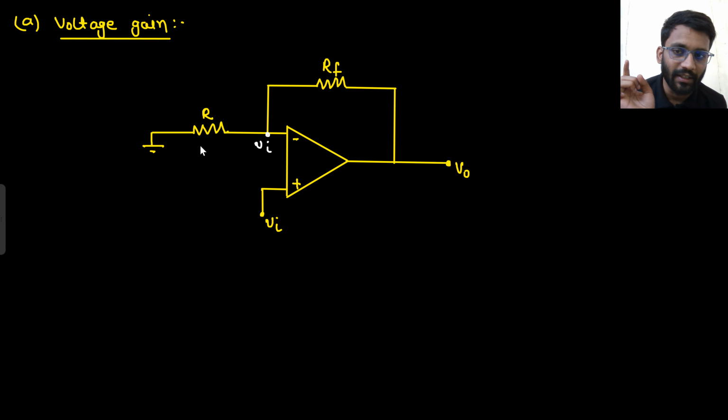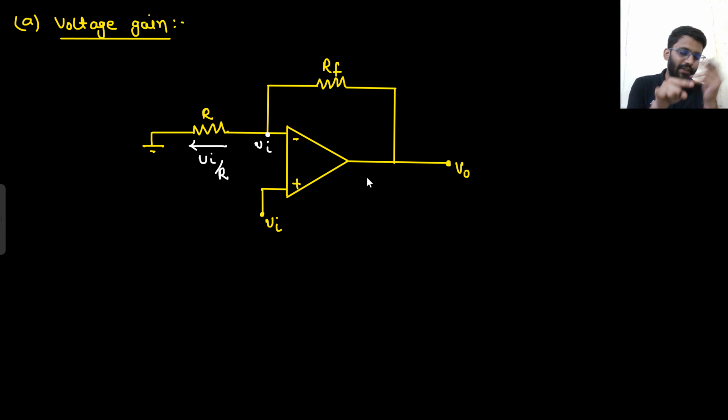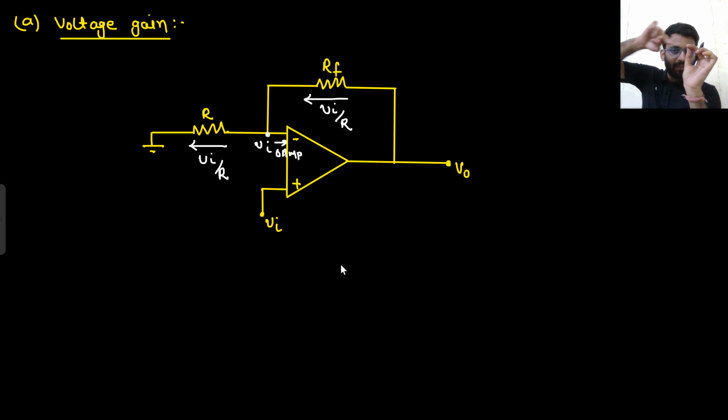If this potential is V in, tell me how much current is flowing here? V in by R. Say yes or no. If this potential is V in, V in by R current is flowing because that is grounded. Now there is zero current inside the OpAmp, right? 0 ampere current. That means the same V in by R current is flowing through RF as well. Say yes or no. That same current is flowing through RF as well because there is no input current in the OpAmp. Well and good.